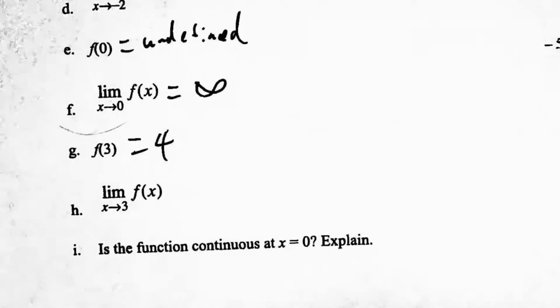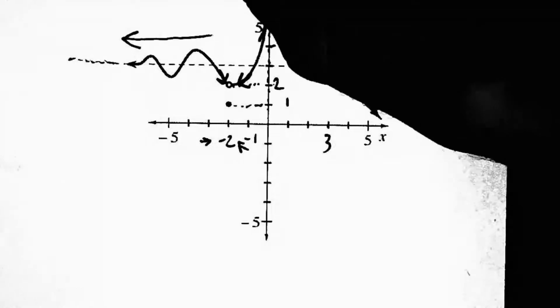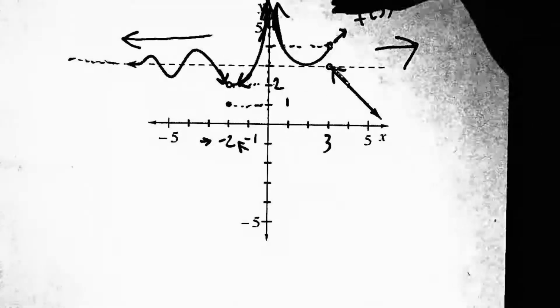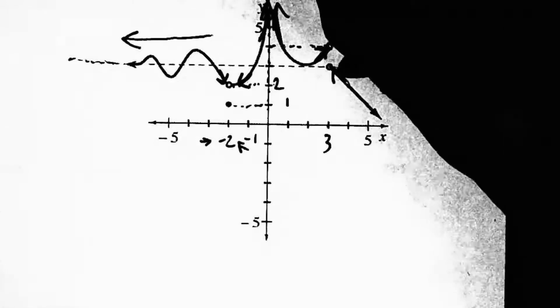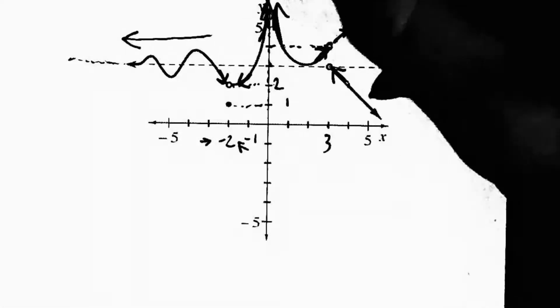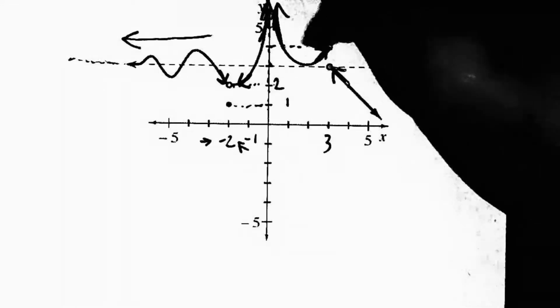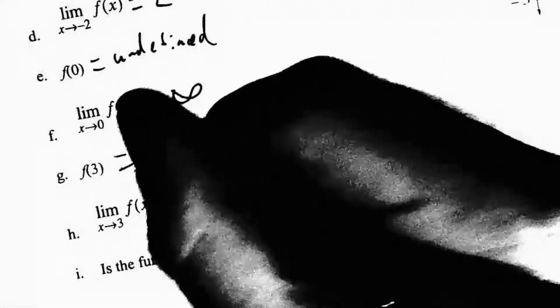Limit as x approaches 3. So we'll go back to 3. We're going to approach it from both sides. So we approach it from the right, and we approach it from the left. Notice the limit from the right is 4. Or sorry, 3. The limit from the right is 3. The limit from the left is 4. So since they're different, the limit does not exist.